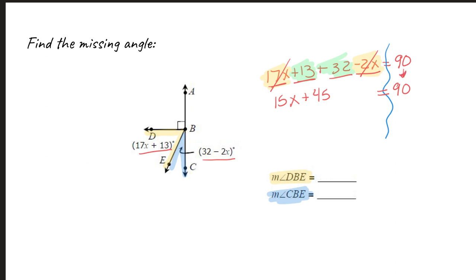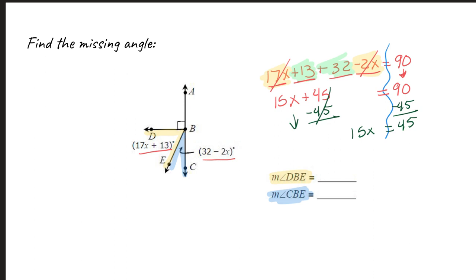Now I'm going to solve for x. So remember, I need to do inverse operations to get x by itself. So if I have plus 45, I need to subtract 45 from both sides. That will cancel out, leaving me just the 15x. And 90 minus 45 leaves me with 45.